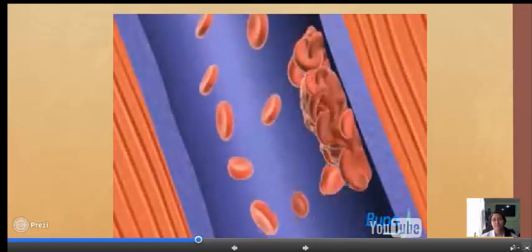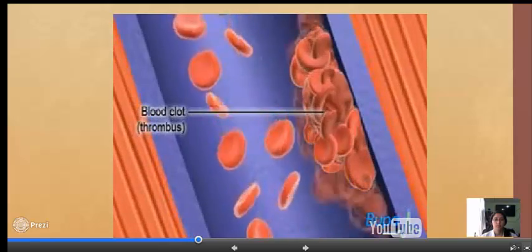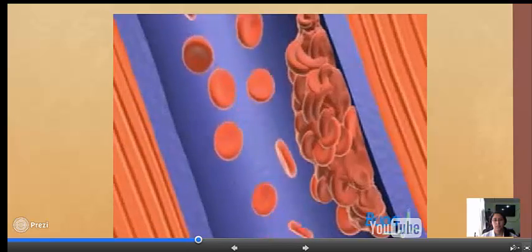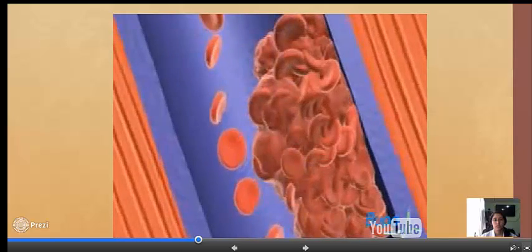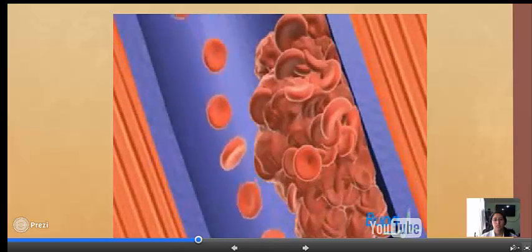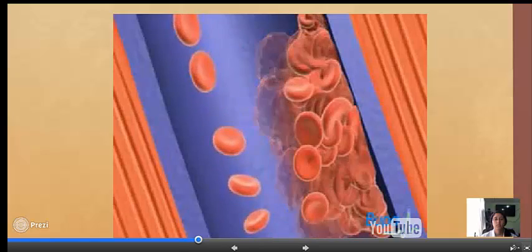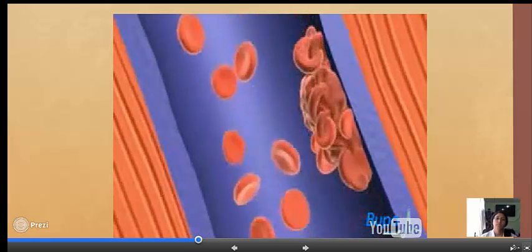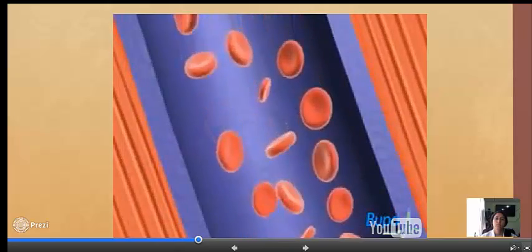DVT is where a blood clot or thrombus forms in a deep vein. It partly or completely blocks the flow of blood through the vein. A blood clot can form if a vein is damaged, if the flow of blood in the vein slows down, and if the blood has a higher than normal tendency to clot. Here we show the blood clot forming in the vein. Many blood clots are small, and your body will usually be able to gradually break them down. Here we show a small blood clot being broken down, and the blood flow through the vein returned to normal.